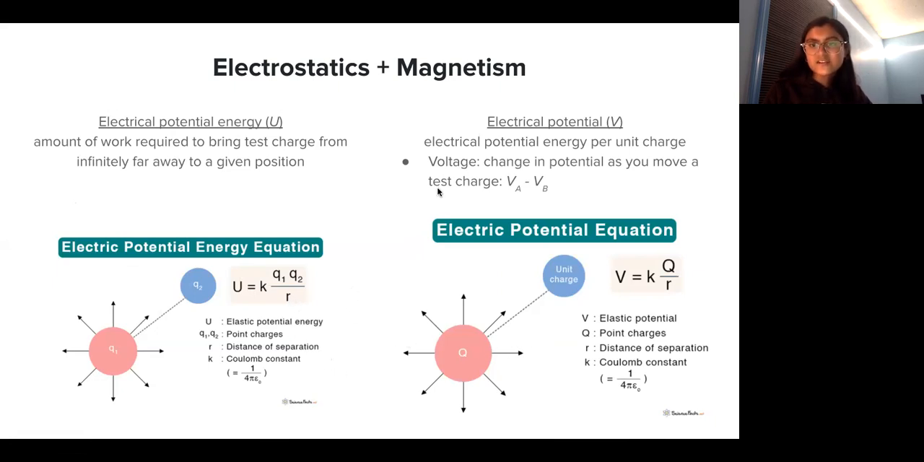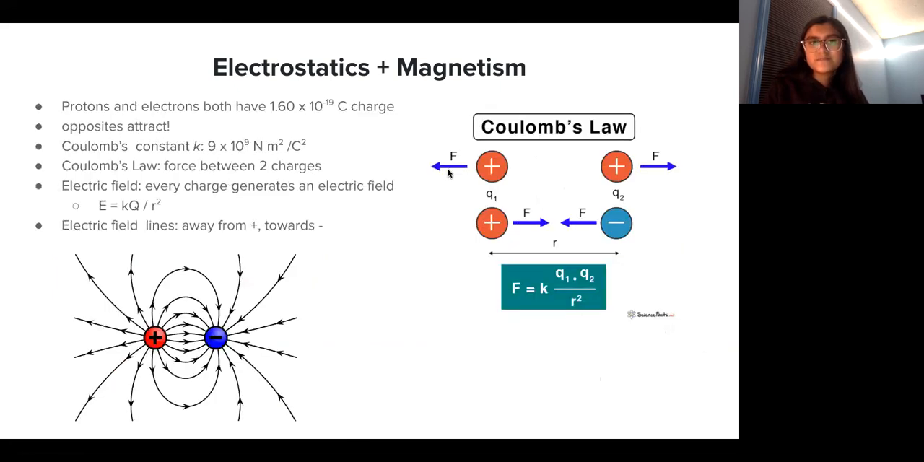And then your electrical potential is your electrical potential energy per unit charge. Voltage is also related to this. So it's your change in potential as you move a test charge. If you're finding voltage, you're finding the change in electrical potential over two positions. And the formula for that is just KQ over R. And again, those are written out here. And your Coulomb constant is the same as what we said earlier.